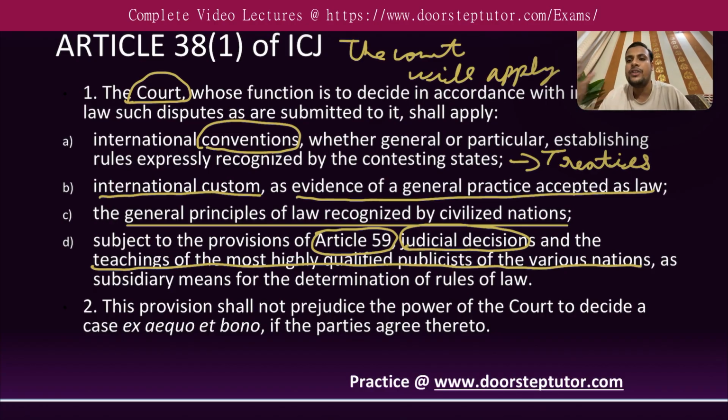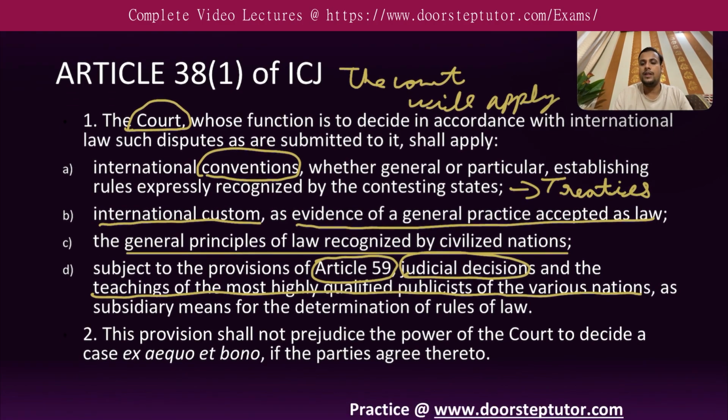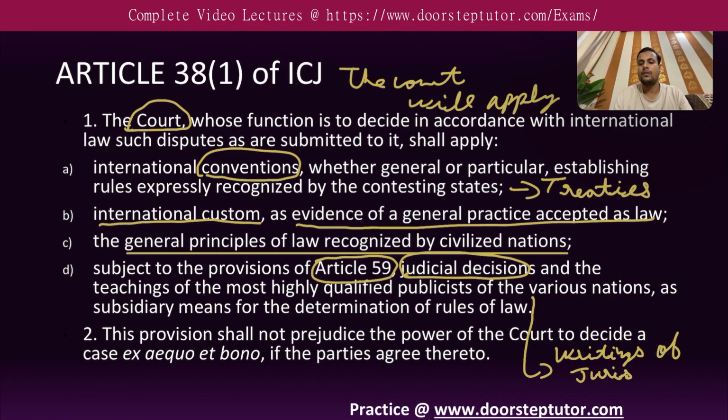Article 59, the judicial decisions, these are another source. So another source is judicial decisions and the teachings of the most highly qualified publicists of various nations. So the writings of the jurists. Okay, so this is the definition. The fourth is the judicial decisions, and the fifth is the writings of the jurists. Okay, these are the sources of law.